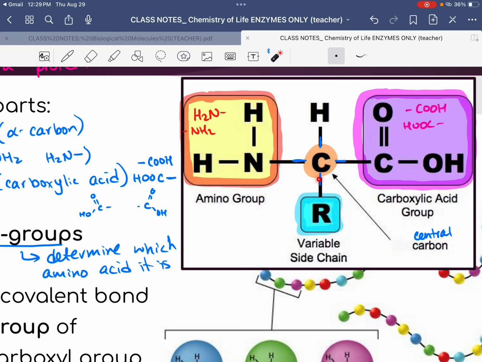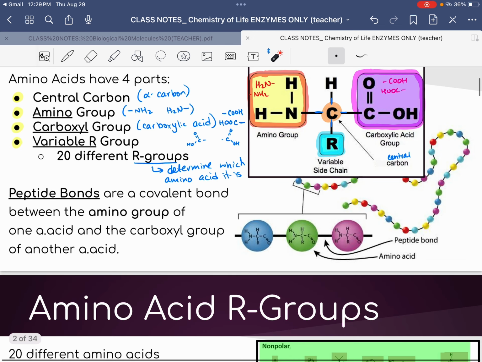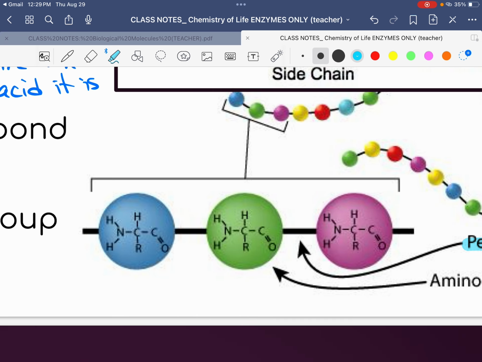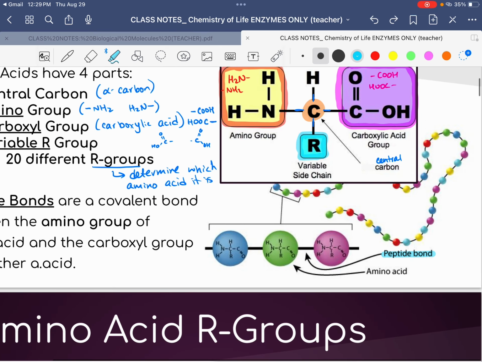They have a central carbon, they have an amino group on one side, they have a carboxyl group on the other side, and then they have the R group, which determines the amino acid. Okay, now amino acids are connected by these peptide bonds. We talked about that already. And what's maybe a little bit extra here is that it's a carboxyl group attaching to an amino group, and that's what forms the peptide bond.